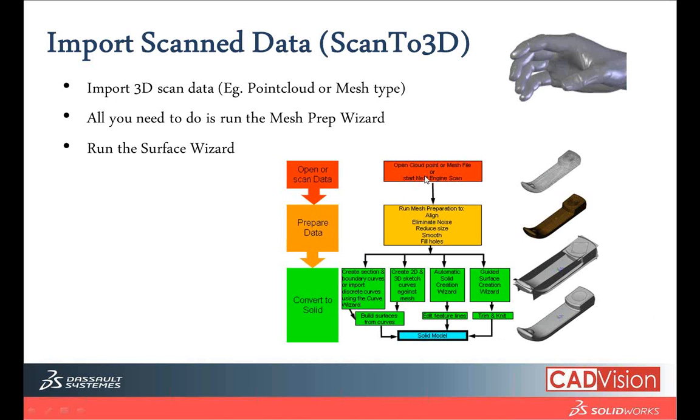So these will be the stages that you need to go through. First is opening the point cloud or the mesh type 3D scan data, and then preparing the data using the Mesh Preparation Wizard. Then it will go to the Surface Wizard. The surface will be generated covering each of the parts, and then trimming away additional features, additional surface that you don't need. And finally, you will get your solid model.